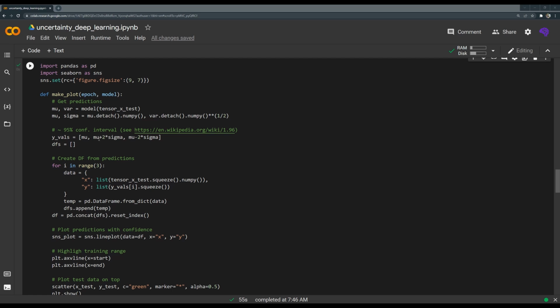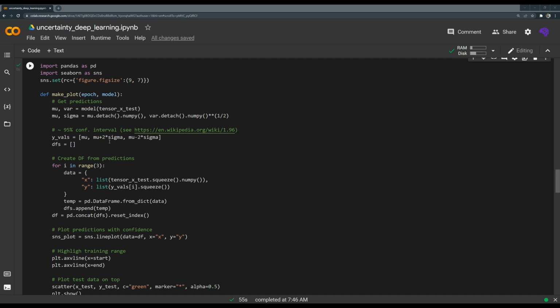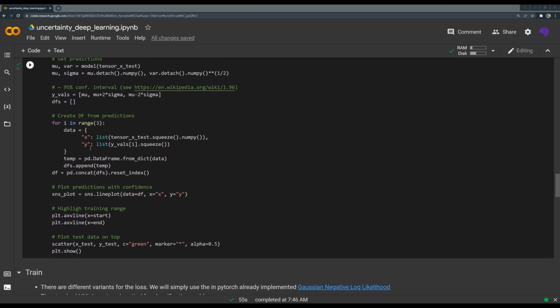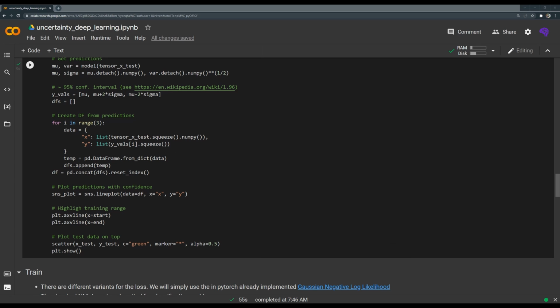And statistically, this refers to the 95% confidence interval. You can check this article for more details. And then I define some data frames here that hold the predictions and the x values. And in the end, I use the seaborn line plot to plot everything. We will see how this looks like in a second.